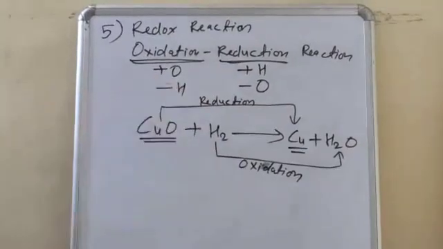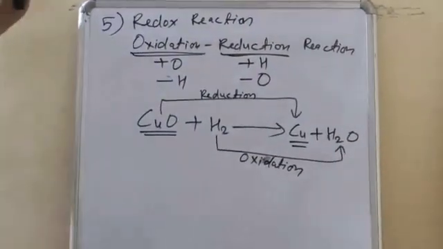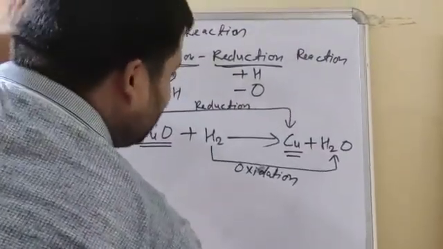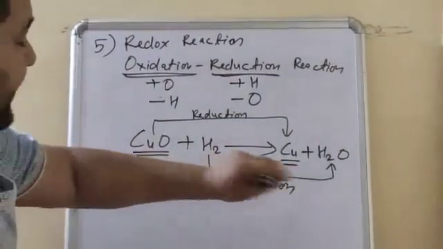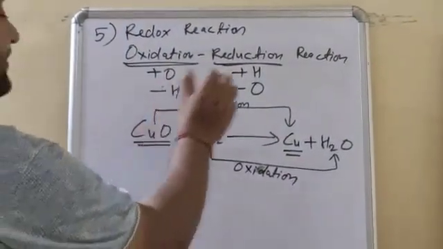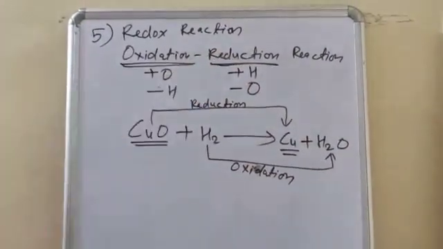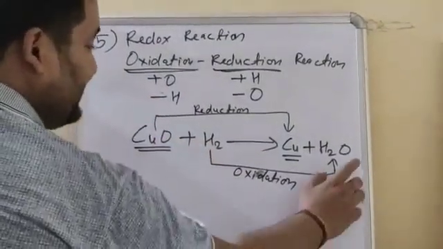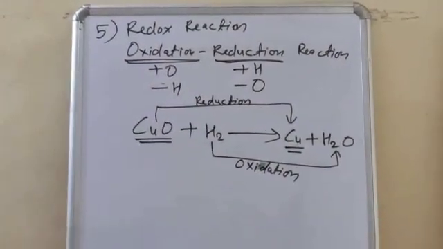So in this equation you can see here copper oxide reacts with hydrogen to form copper plus water. Here copper oxide and here copper, it means that oxygen is removed from copper oxide. So oxygen is removed means reduction reaction. Here only hydrogen, and oxygen is added, so it is an oxidation reaction.